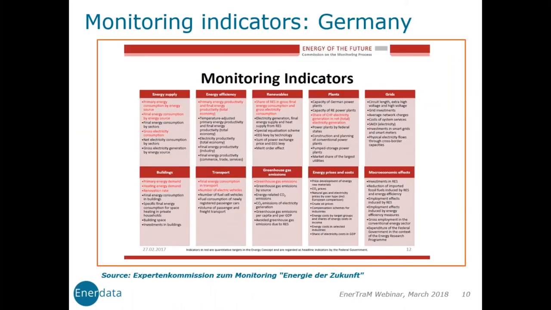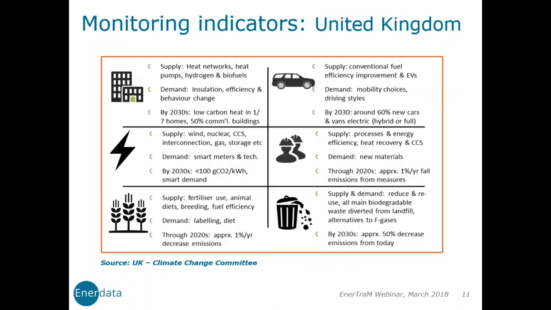Similar approach in Germany with a series of indicators as identified by the so-called Expertenkommission to monitoring Energie der Zukunft, that is expert commission for the monitoring of the energy of the future project, with indicators for energy supply, energy efficiency, renewables, plants, grids, buildings, transport, greenhouse gas emissions, energy prices and costs, macroeconomic effects. Still similar approach by the UK Climate Change Committee, that is also in charge of monitoring the transition in UK, with building, electricity, agriculture, transport, industry, and waste.